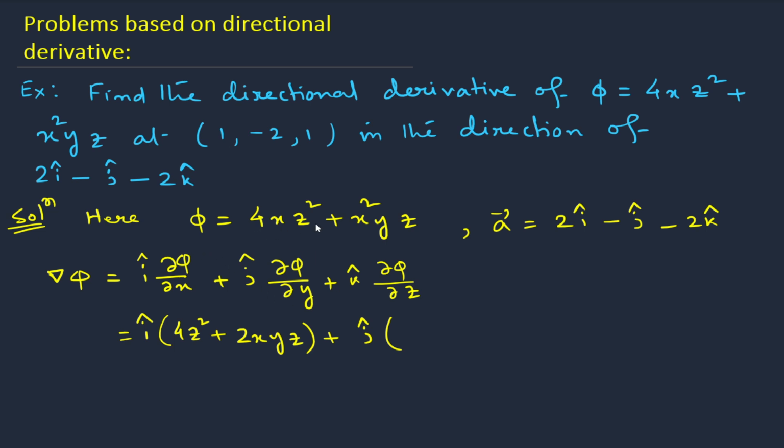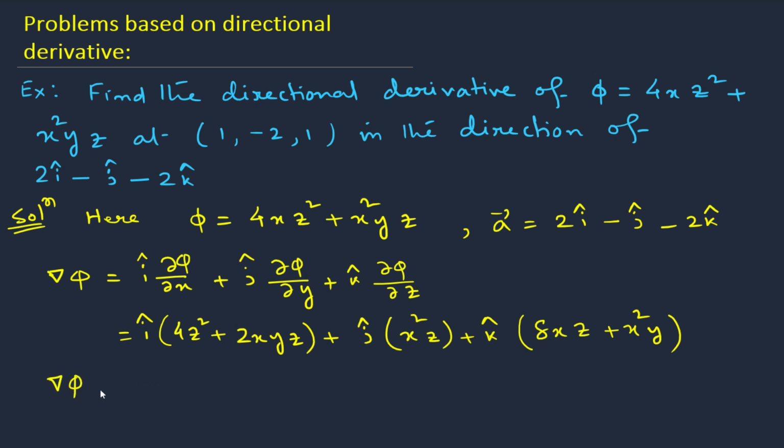In the first term there is no y, so it becomes 0. In the second term y is there, and the differentiation of y is 1, so we have x square z. Then k cap into, we differentiate with respect to z. Here we have z square, and the derivative of z square is 2z, so it becomes 8xz. In the second term there is z, so after differentiating we get 1, and this becomes x square y. So this is our gradient of phi.